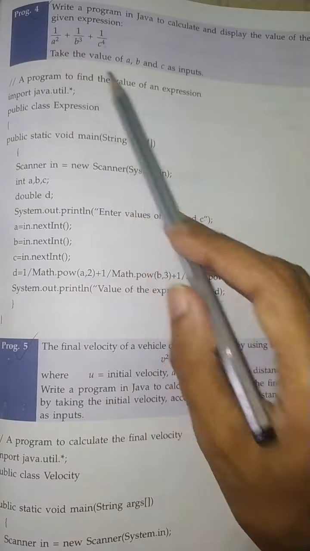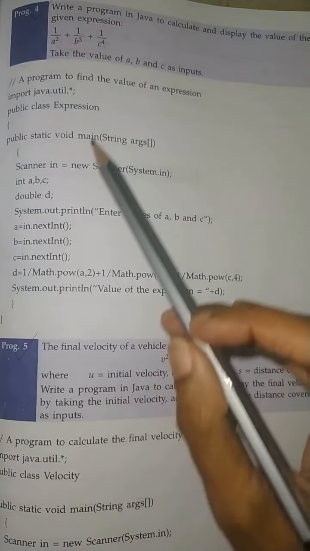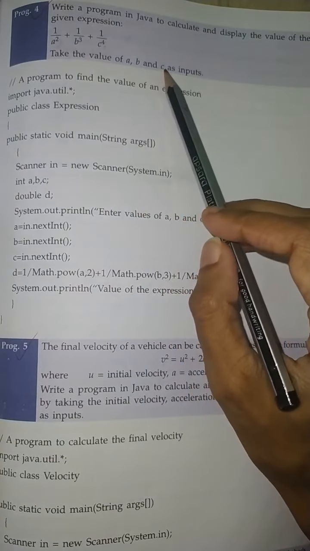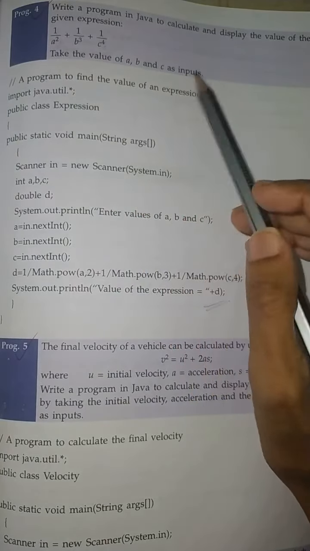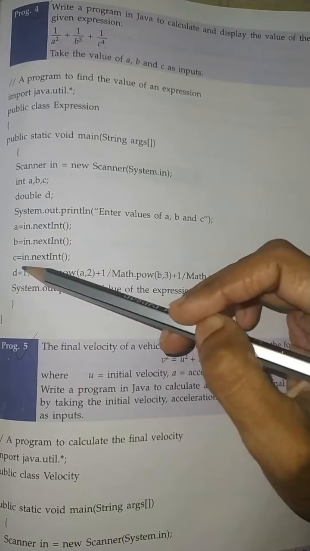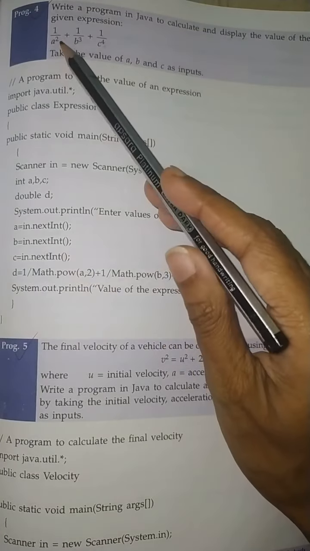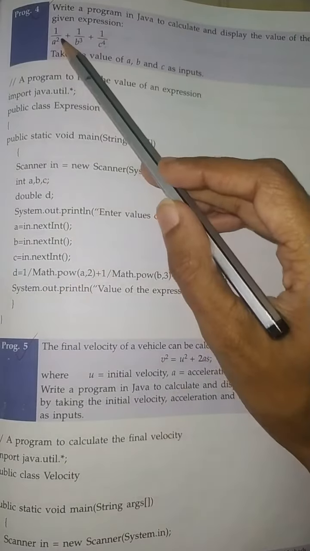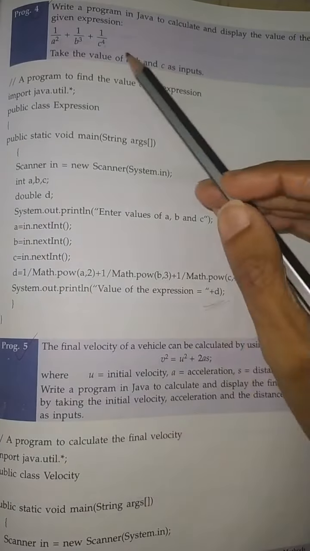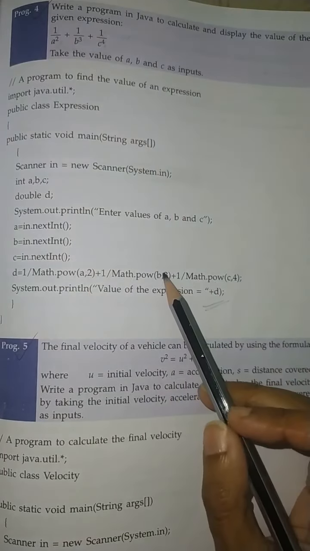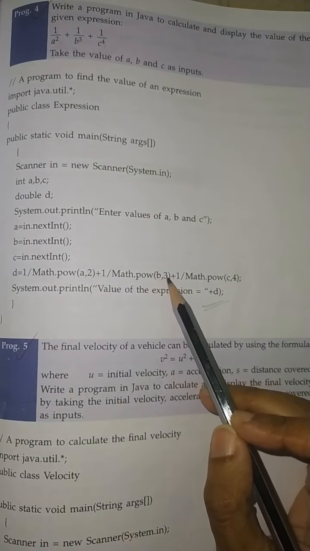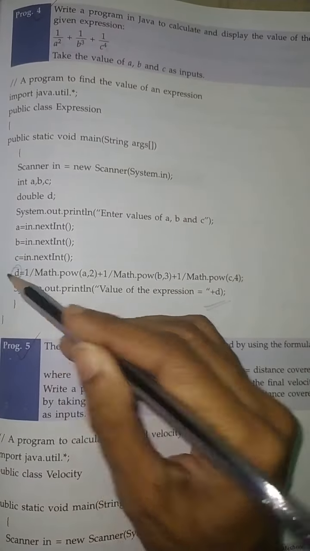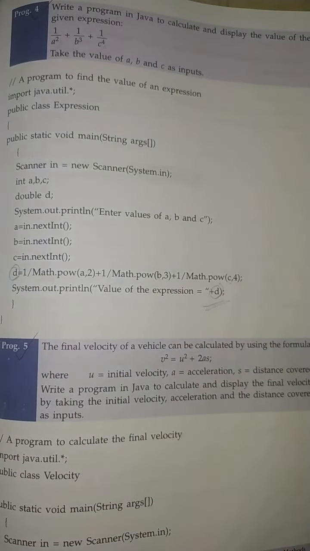You can accept all these values from the user. See this in the question itself: take the value of A, B and C as inputs. So first accept all those values, then start the calculation by 1 divided by Math.pow. Inside this, if it is a square, you can give a comma 2. If it is b raised to 3, you can give b comma 3, like that, c comma 4. Finally, you can display this variable.